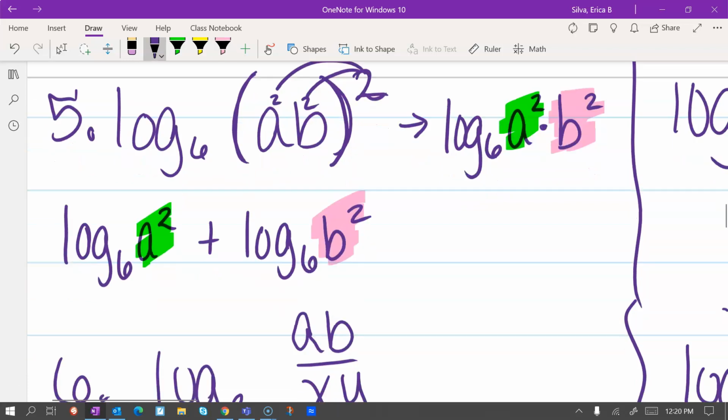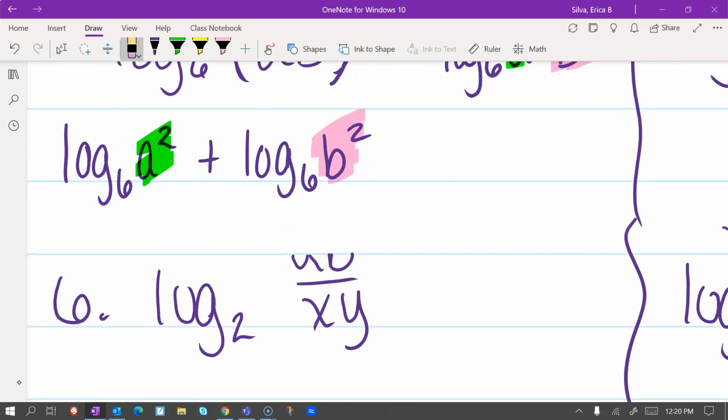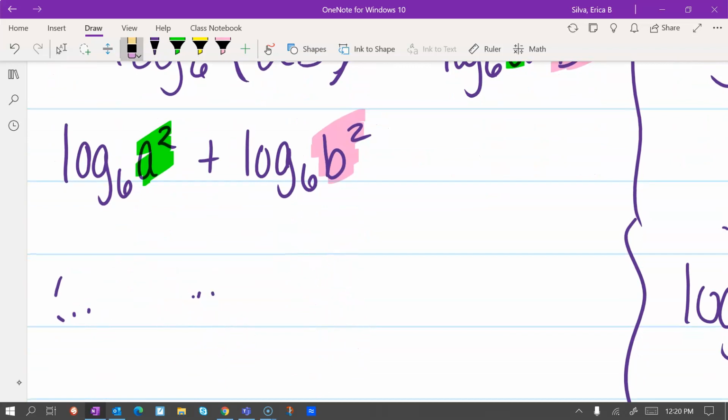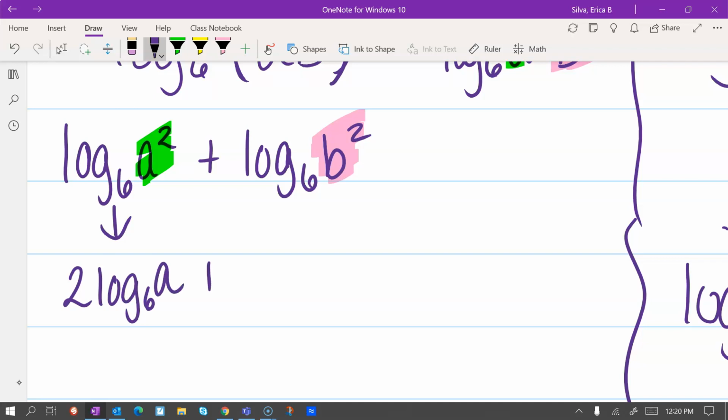It's not fully expanded, so we need to expand it further. So 2 log base 6 of a plus 2 log base 6 of b.